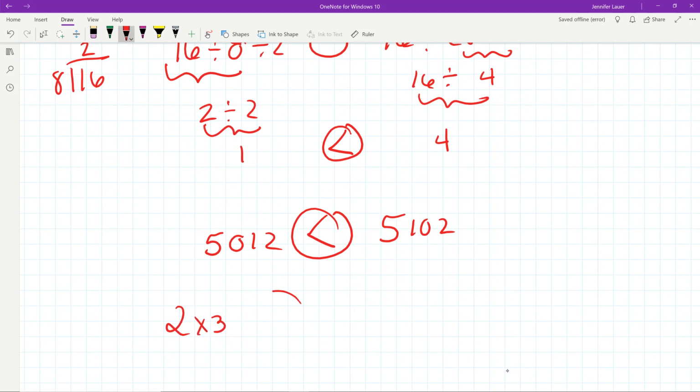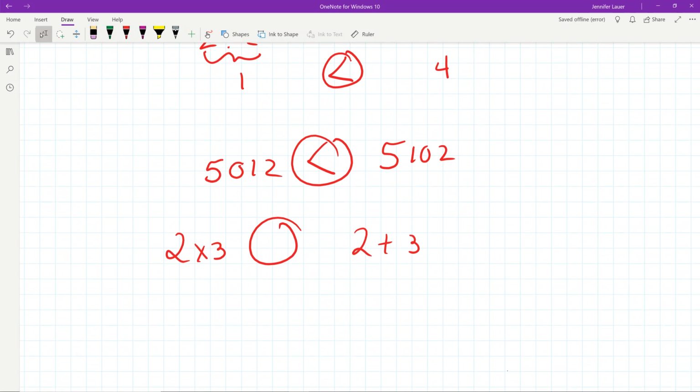2 times 3 compared to 2 plus 3. So this is going to be 6. This is going to be 5. 6 is greater than 5. So we use a greater than sign.